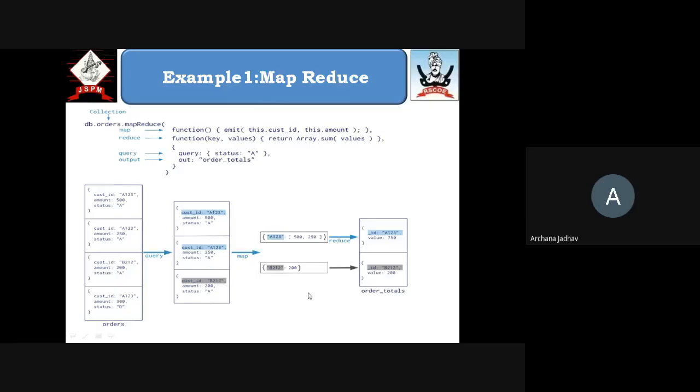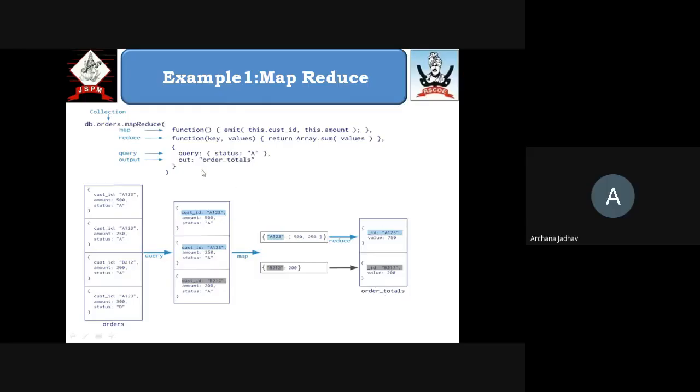Now the output generated by the map function will be given to the reduce function, and what the reduce function will do is perform the sum. Whatever array we have passed with that particular key, those array values will be added, the sum will be done for those values, and then the result will be generated. So it will add 500 plus 250, the result will be 750, and the output of the reduce will be a document containing two fields: the ID and the value. Like that we are getting this output, and the name of this collection is order total.